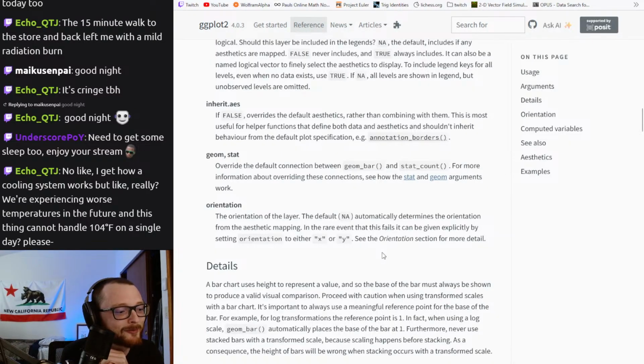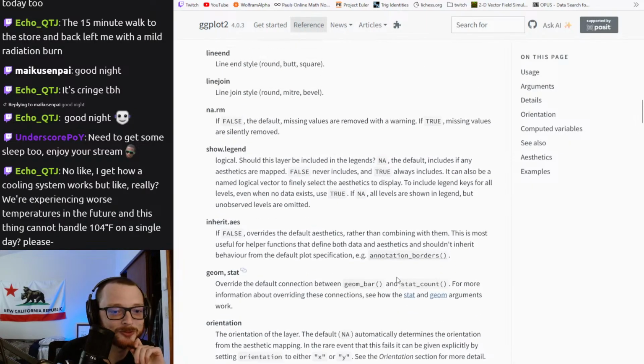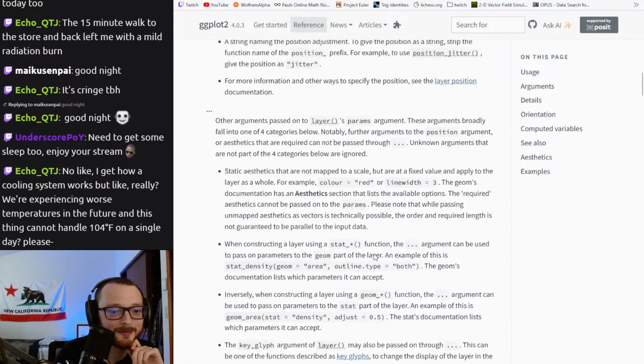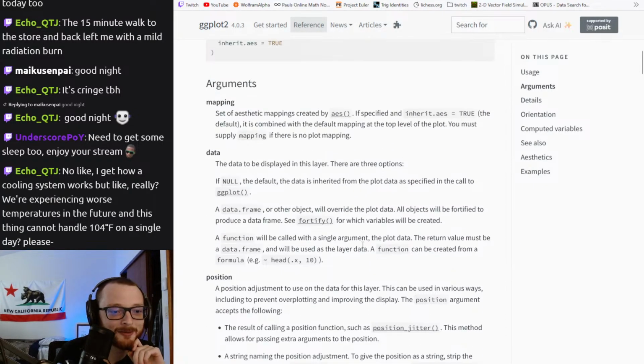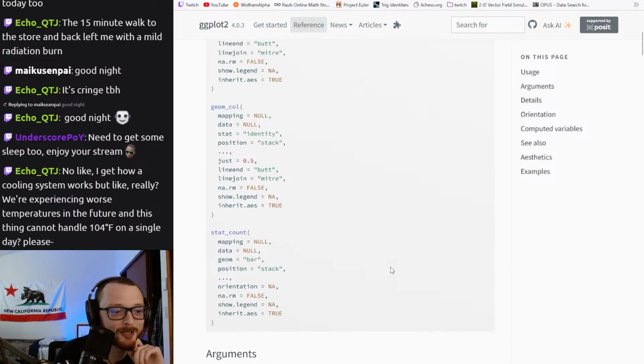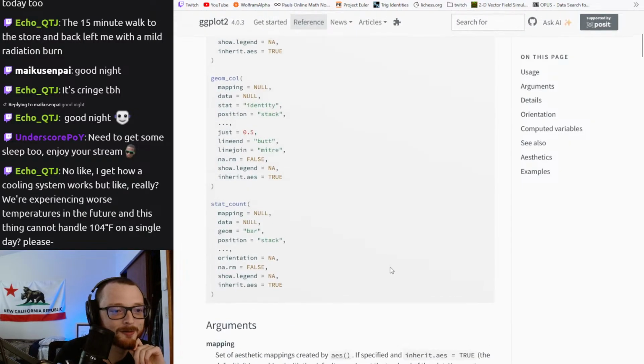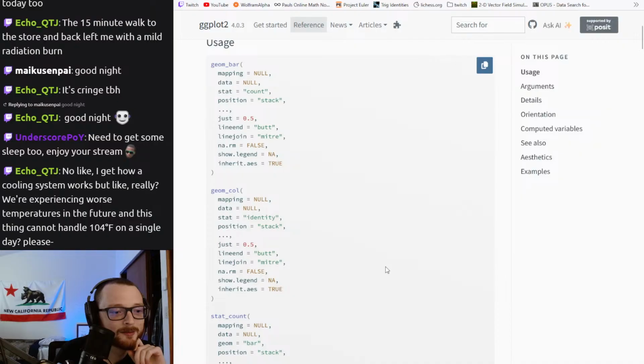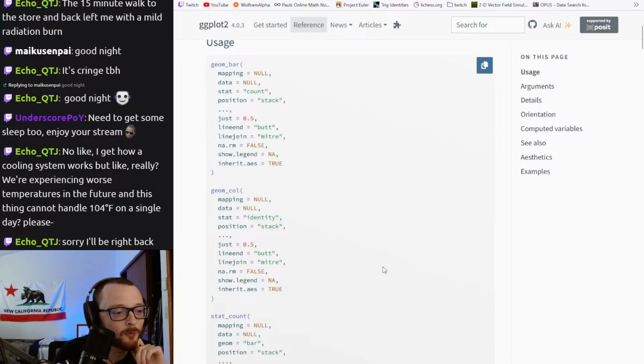I get how the cooling system works, but really, we're going to experience worse temperatures in the future. This thing cannot handle 104 degrees Fahrenheit in a single day. Yeah, that's definitely going to be a problem. But I mean, it makes sense that it can't handle any temperature. You can't make a perfect machine. I guess it's going to fail somewhere.